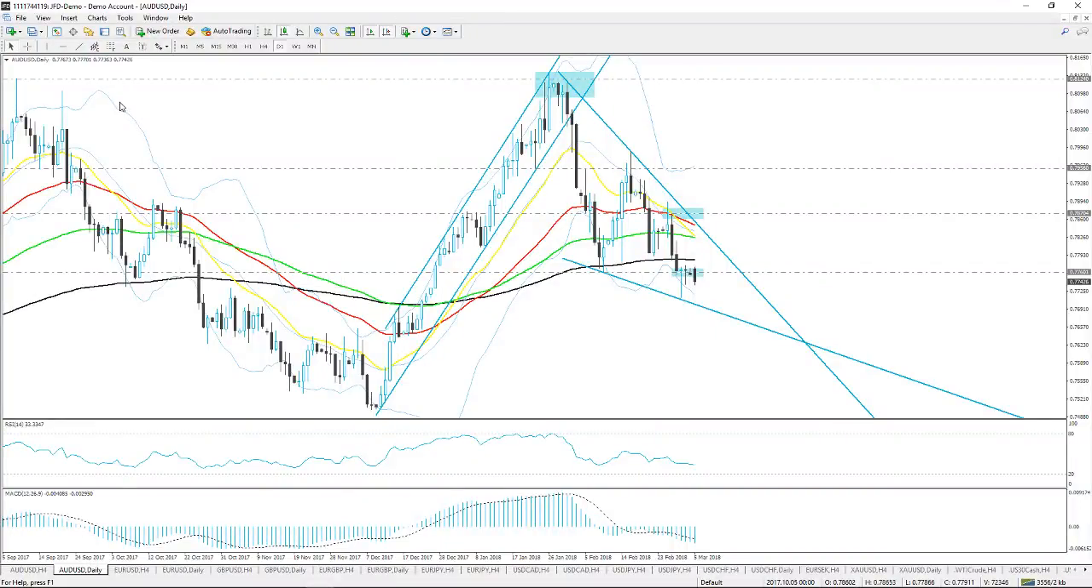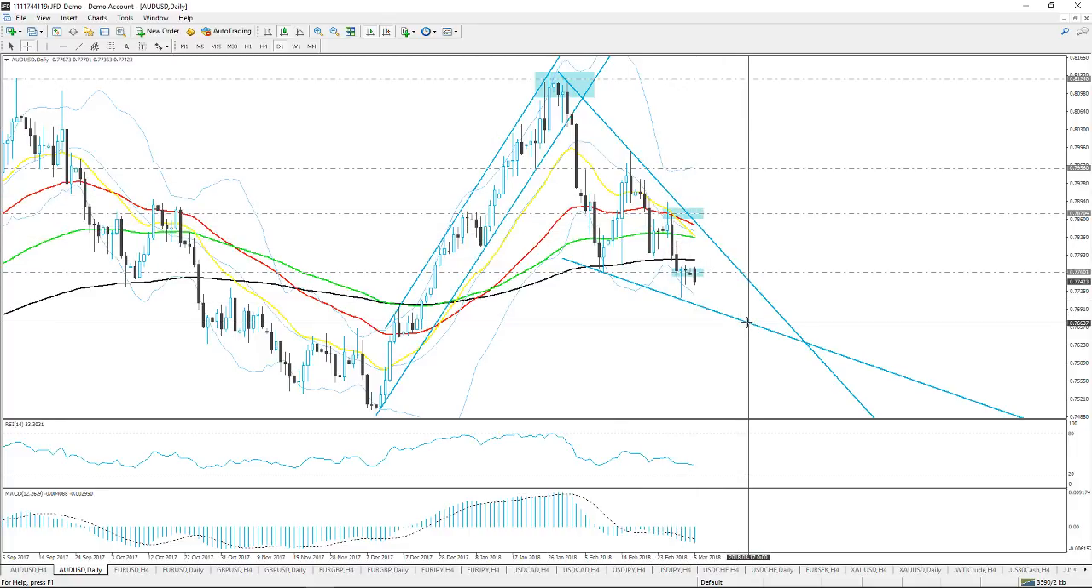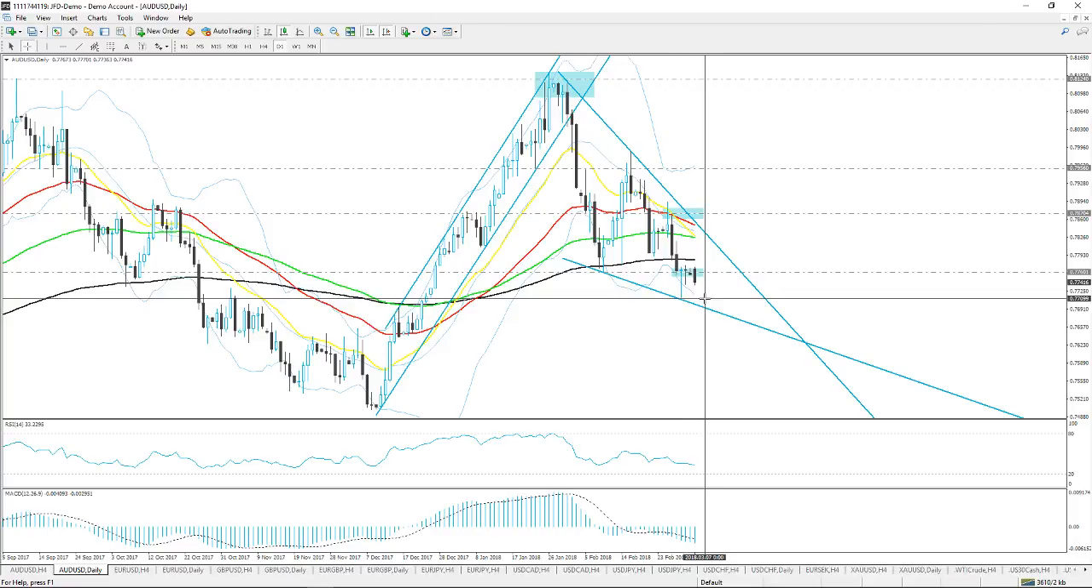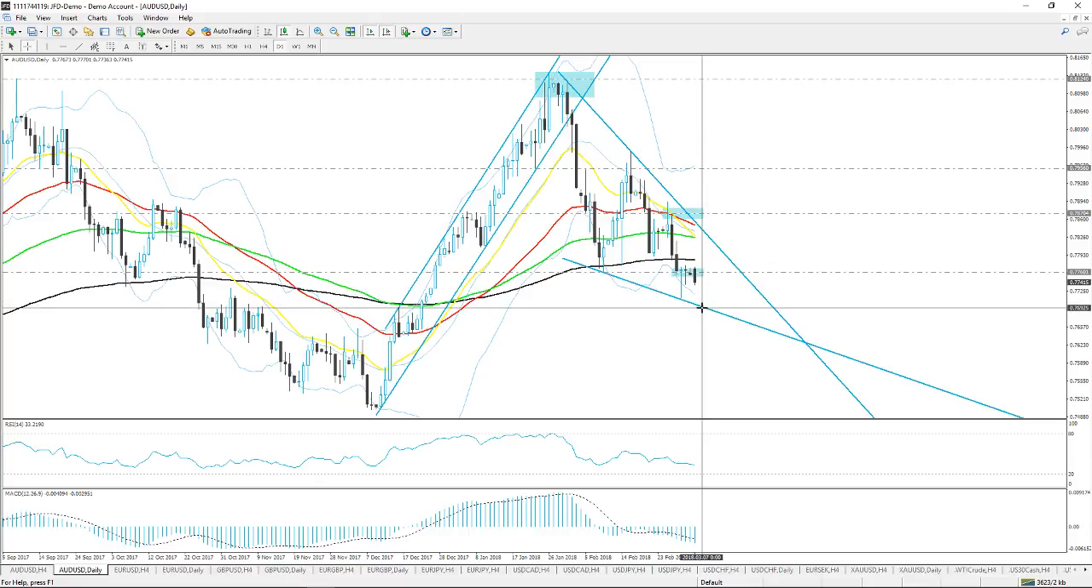Okay, so the first one that I want to have a look at is the Aussie dollar. Last week we were talking about this level here, the 0.77600. We said if we were going to close below this, we might continue going down towards this area here, as at the moment we're forming a wedge formation. So we might meet the previous low level at 0.77100. If that doesn't hold, we might go a little bit lower.